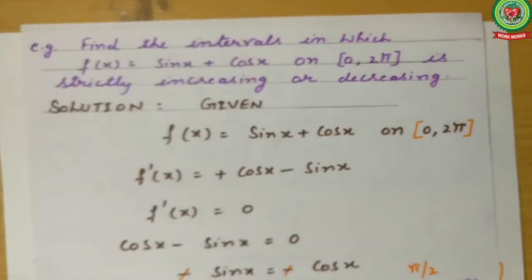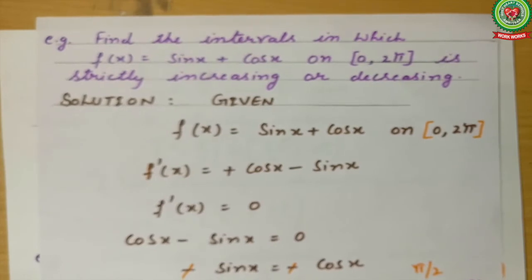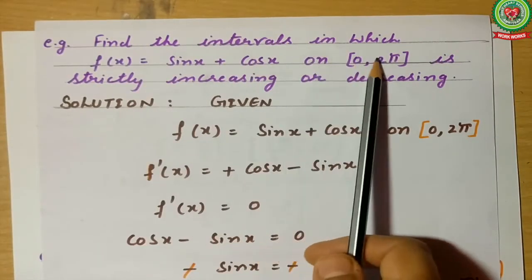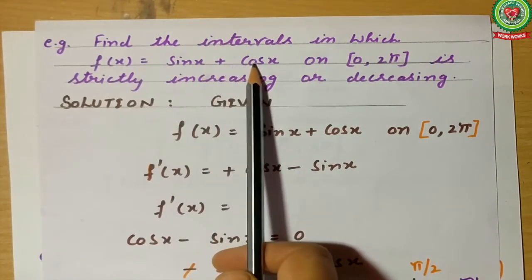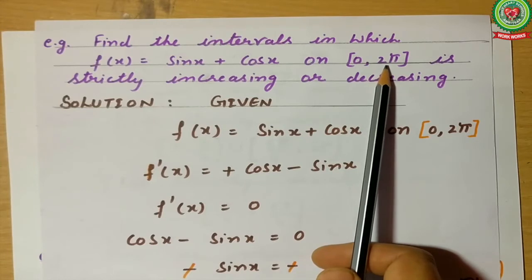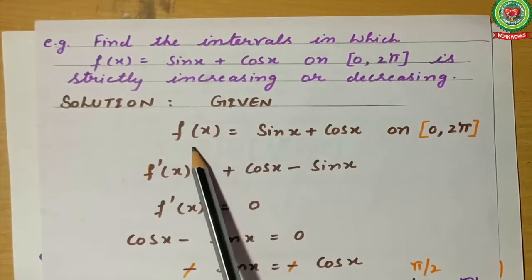Now we will take one more example in which two functions will be given. Find the interval on which f(x) is equal to sin x plus cos x on the interval [0, 2 pi]. Clear? In the same way we will proceed.